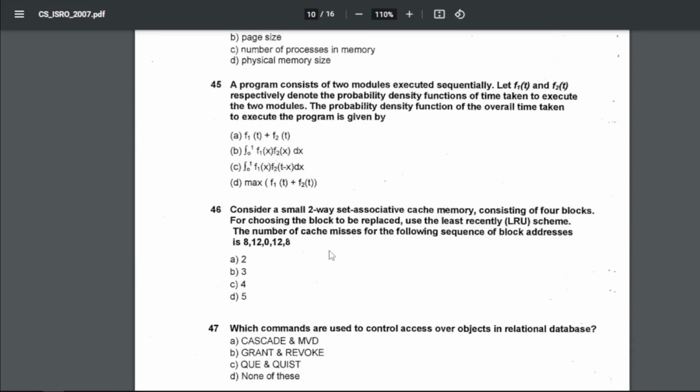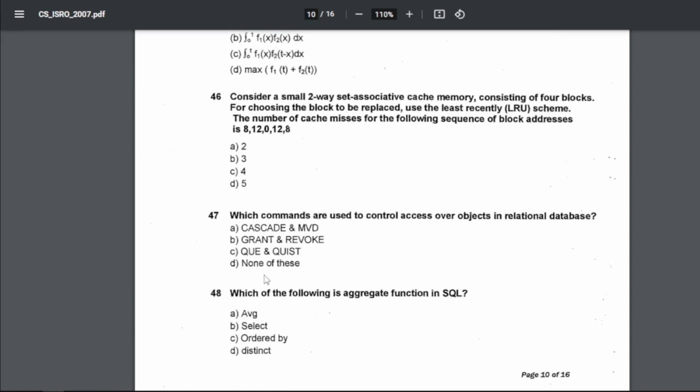46: consider a small two-way set associative cache memory consisting of 4 blocks. For choosing the block to be replaced, use the least recently used (LRU) scheme. The number of cache misses for the following sequence of block addresses is what? So the answer for 46 will be 4, that is option C.